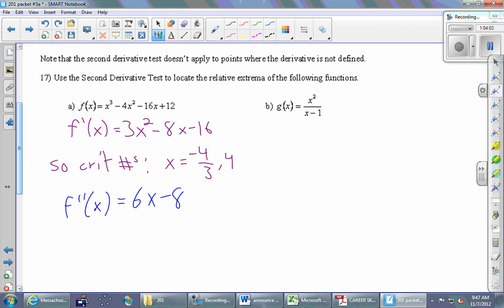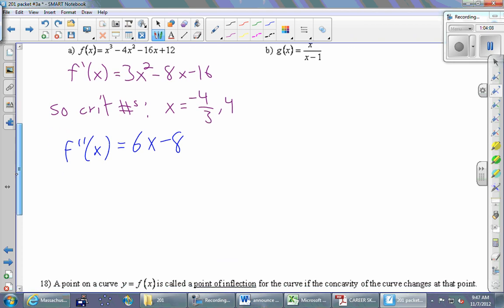No, not for this. The second derivative test just says, take your critical numbers and plug them into the second derivative. F double prime of -4/3, F double prime of 4. That's all that I care about. Don't need to factor, don't need to set it equal to 0, don't need to do any algebra. You just need to evaluate. And evaluating functions is easy.